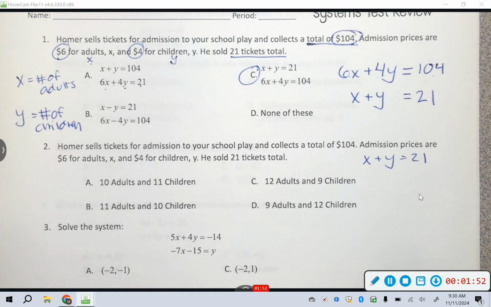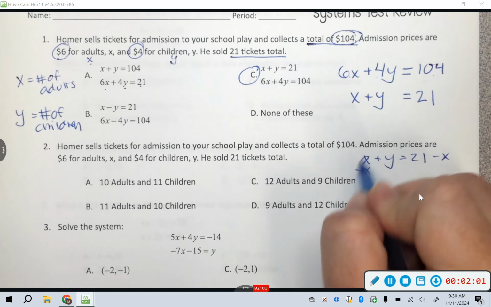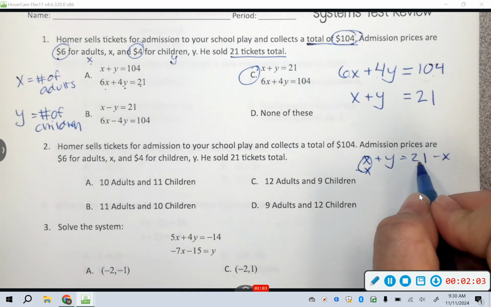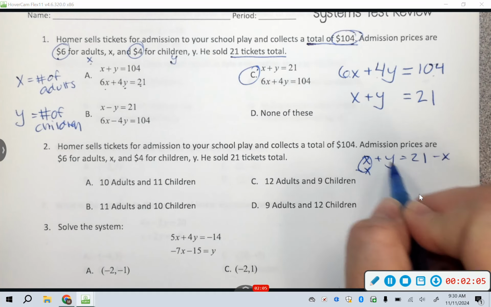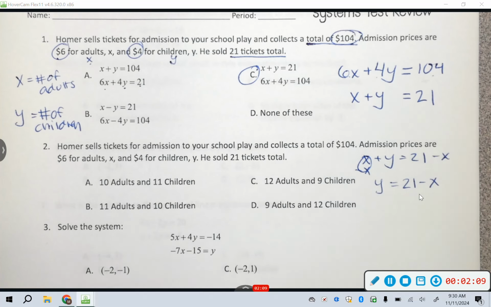And remember, there's 2 steps to solving for Y. We have to move our X and divide by what's in front of Y, our coefficient. So I'm going to do minus X. Now these don't combine because this doesn't have an X and this does, but there's no number in front of Y, so I'm done. I have Y equals 21 minus X.